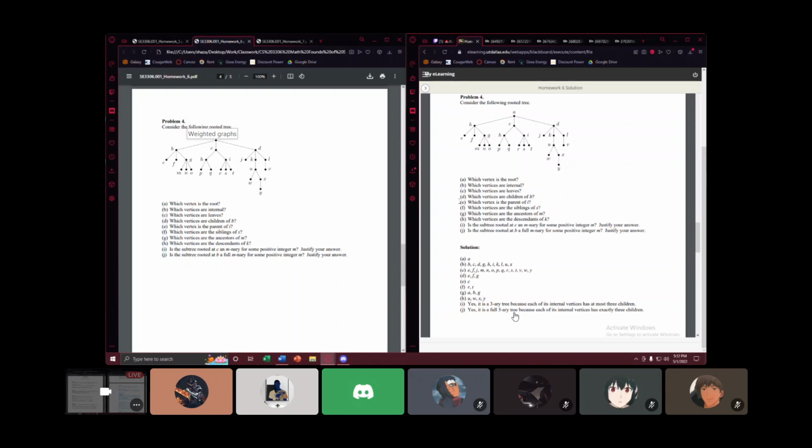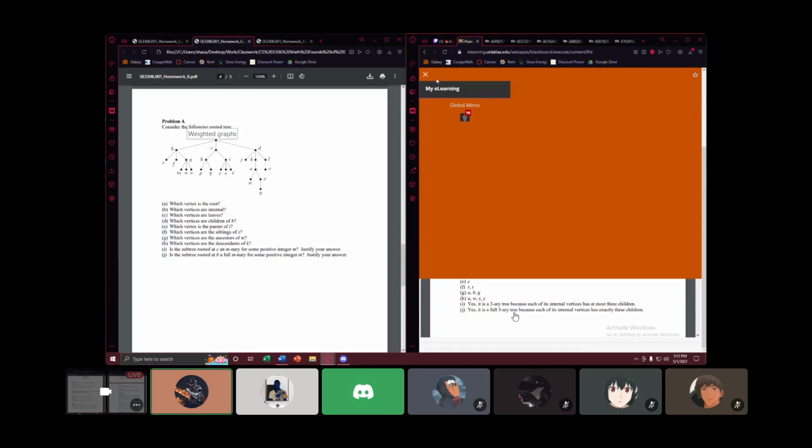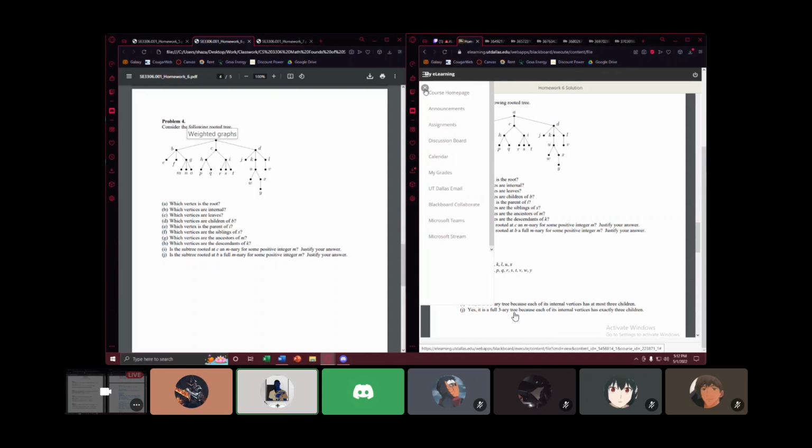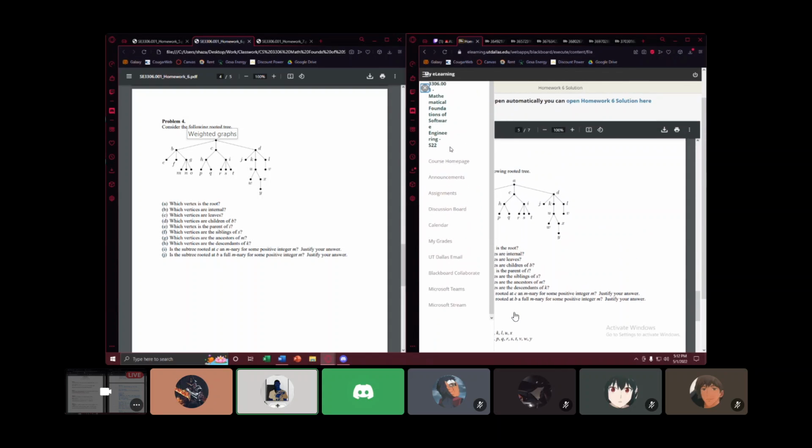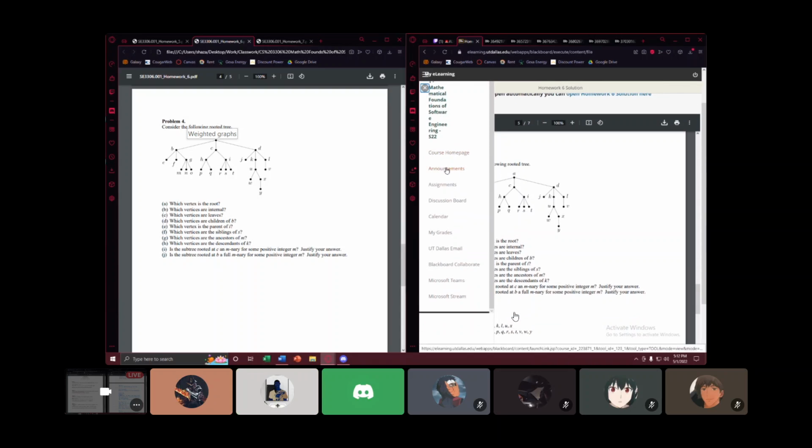I think so. I can't remember for sure, but it's an internal vertex at this point, right? Because P, Q, R, S, T are not considered internal vertices. Yeah, P, Q, R, S, T are children, so they're not internal vertices.